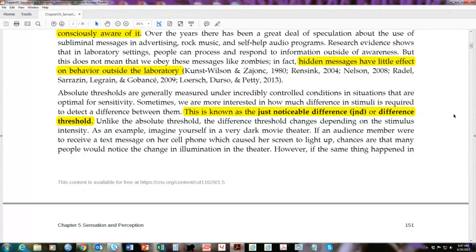When you notice the difference, you have detected what we call a just noticeable difference, or a difference threshold. That's what it is. So it's just our ability to detect a change in stimulus energy. And when we do, that's the just noticeable difference, or a difference threshold. So it's just the amount of energy that has to be applied until you're able to notice a difference.